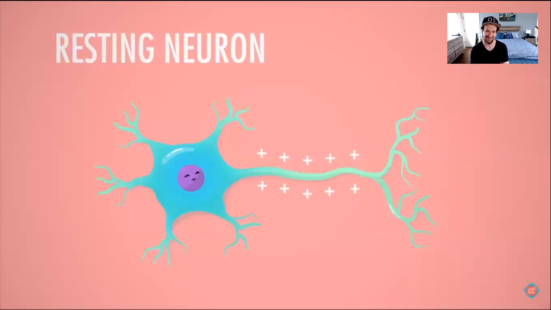Okay, now that we got electricity 101 down, let's see how it works inside your nervous system. A resting neuron is like a battery sitting in that sack that is you.